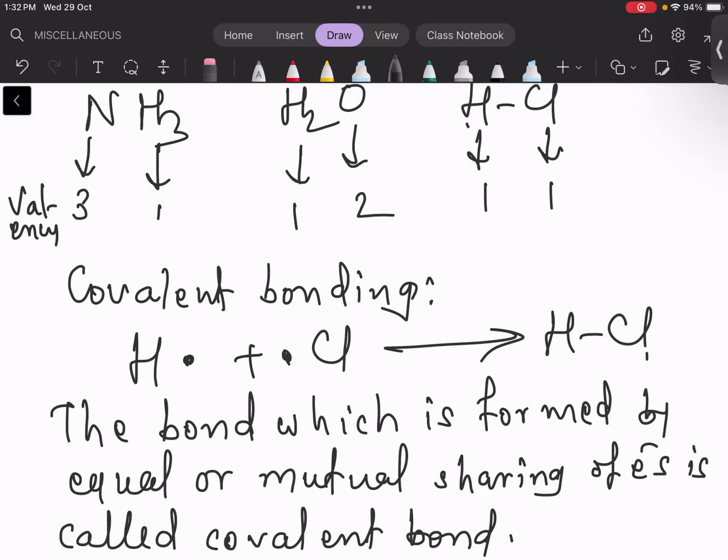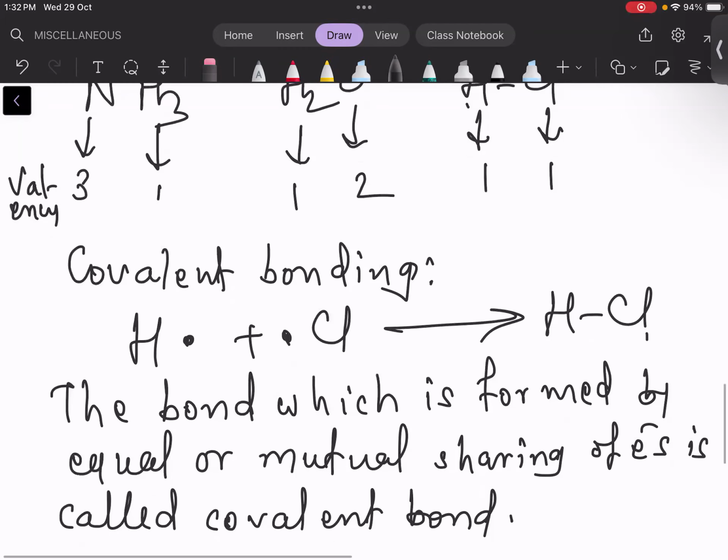Now, atoms involved in covalent bond formation contribute an equal number of electrons for sharing. The shared electrons become common to both the atoms, that is hydrogen as well as chlorine. If the atoms share one pair of electrons, the bond formed is called a single covalent bond.